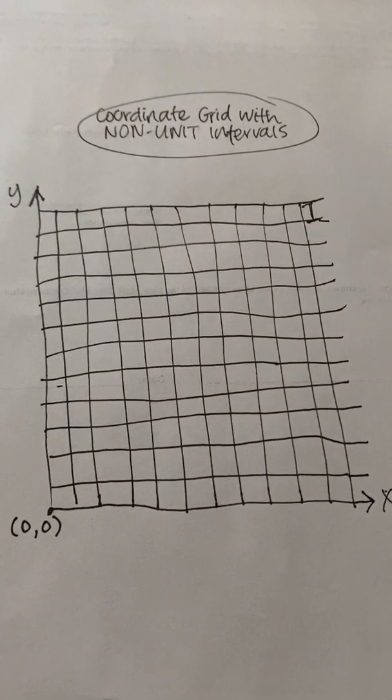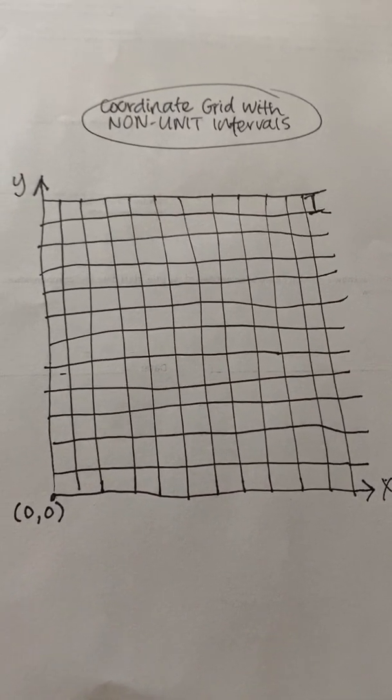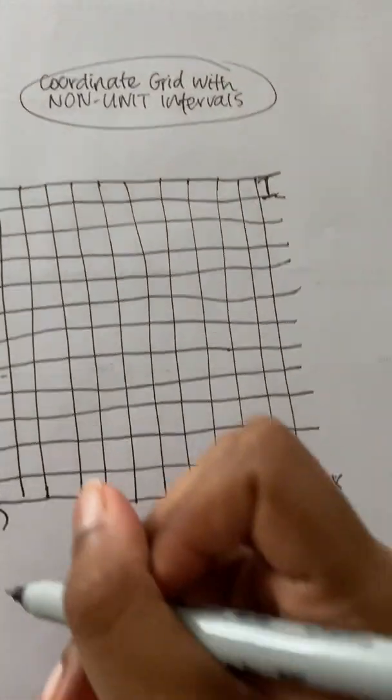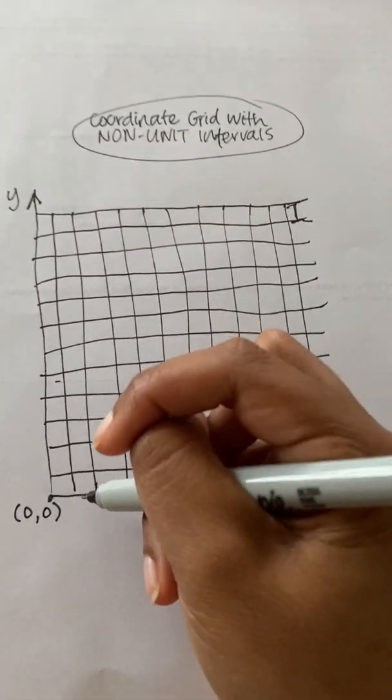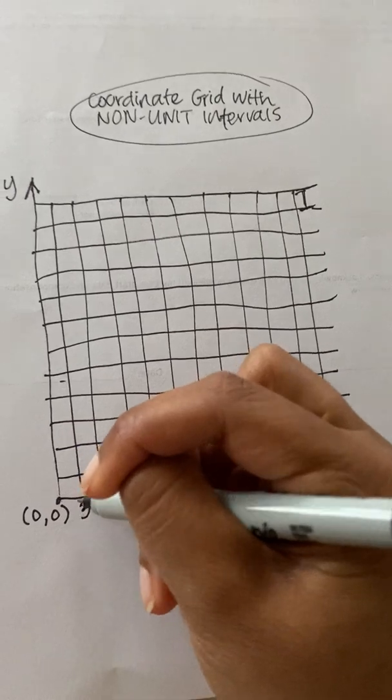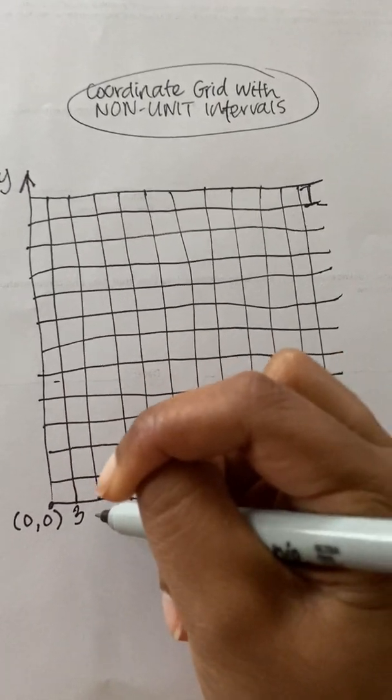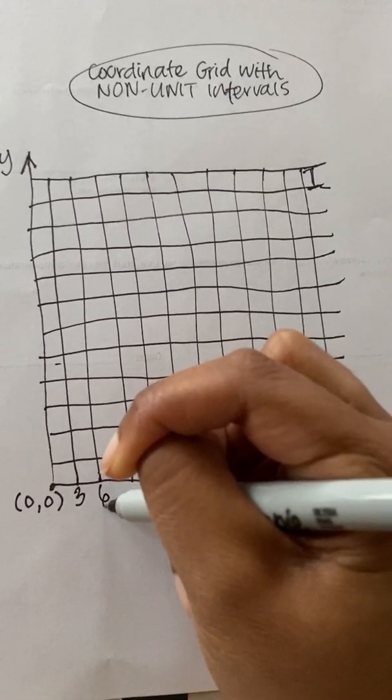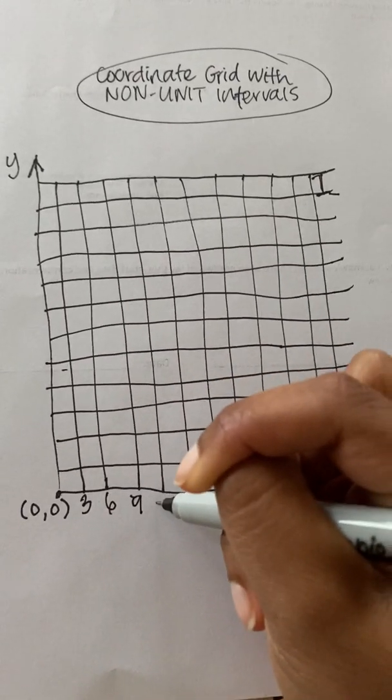I am going to choose the interval of 3 for the x-axis, okay? So that means I'm skip counting by 3 for every line that I go to. So 3, 6, 9.